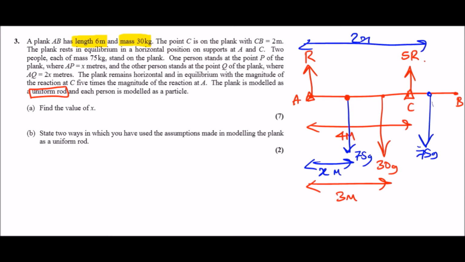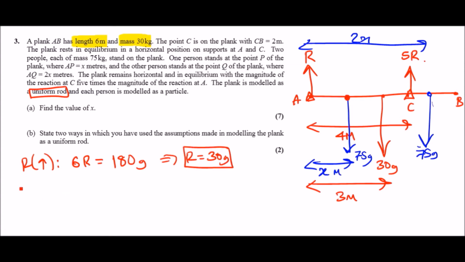Now we can resolve vertically to find the value R, and then take moments about A to find X. So let's do that. Firstly, resolving upwards, we have R plus 5R, which is 6R. Resolving downwards, we have 75 plus 75 plus 30, which is 180 G. This means that R must be equal to 180 G divided by 6, and you should get 30 G. Alright, so that's one bit done.